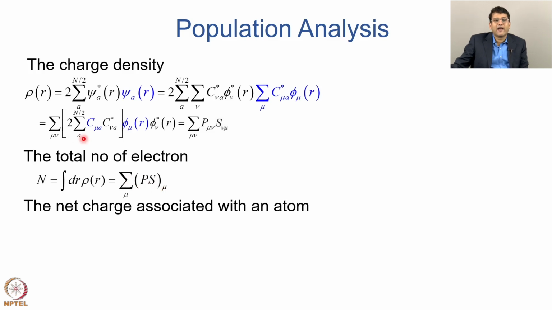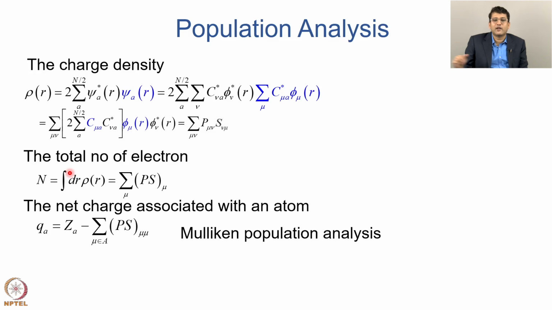What I can do now is calculate the net charge associated with an atom. How can I do that? I can take the same expression and integrate. These mu are atomic orbital basis functions, and these atomic orbitals are centered on a particular atom. So, I can take a sum of the atomic orbitals which are localized on a particular atom A. That will give me the electronic contribution of the charge, and of course, there is a nuclear charge which is positive. If I subtract this electronic contribution from the nuclear charge, this will give the net charge associated with an atom, and that is what is called Mulliken population analysis. So, this tells me how much charge is associated with a particular atom.